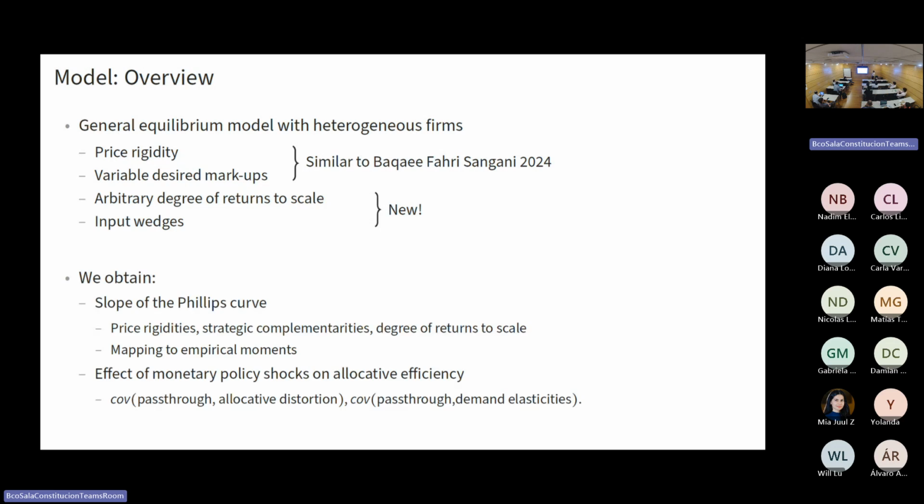The model is going to give us a slope of the Phillips curve, which is going to depend on three components: the extent of price rigidity, the extent of strategic complementarities at the micro level, and the degree of returns to scale. And we're going to show you how to measure that. Then the model is going to tell you that you need to compute the effect of monetary policy shocks on allocative efficiency. And we're going to show you that you need not only the covariance of the pass-through across different firms with demand elasticities, which in a model like ours or theirs is a covariance of pass-throughs with respect to size, but also a covariance of pass-throughs with respect to allocative distortion. Okay?